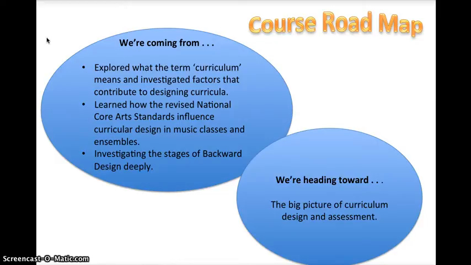Using the GRASPS assessment method, I have created a scenario for you to engage in your written post. And I hope you enjoy this activity as much as I enjoyed creating it for you.